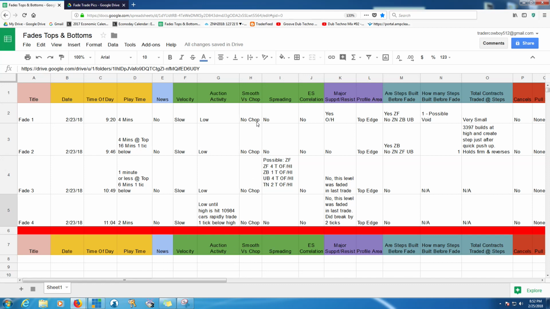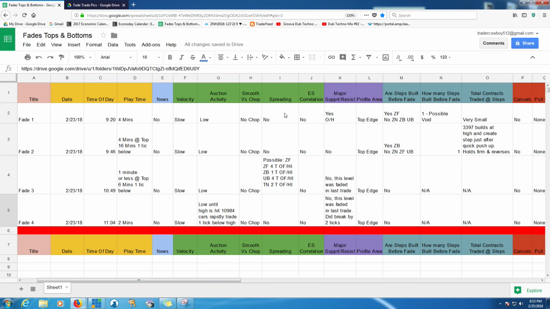Smooth versus chop. Basically, that means is the market going up or down smoothly? One price, next price, one price, the next price, just sweeping the next price, boom, boom, boom, boom. Or is it chopping? Does it go up 3, down 2, up 3, down 2, up 4, down 1, up 4, down 5, and then eventually reach its profile edge? If that's the case, I would put chop. Otherwise, all these were realistically smooth, but everything was slow and there's no auction activity. So that should give you an idea of the day, and if you watch any of these videos, you'll see.